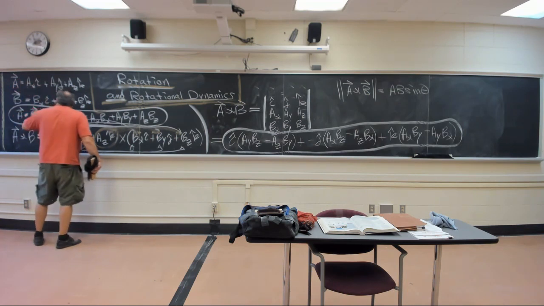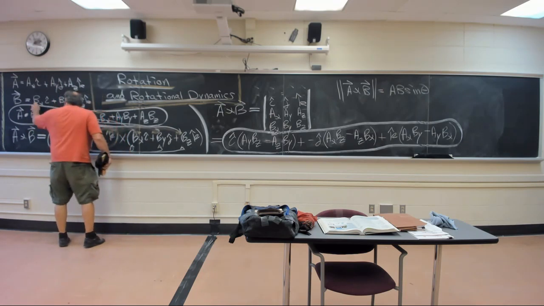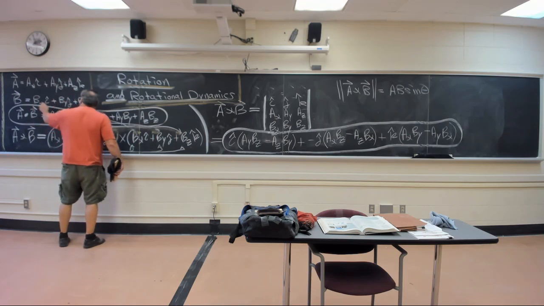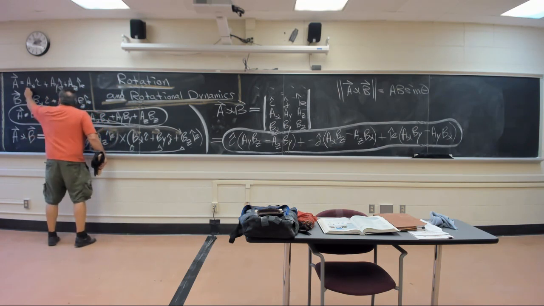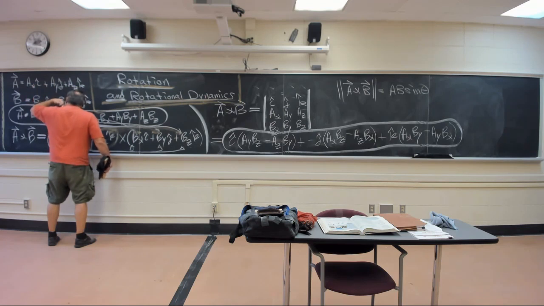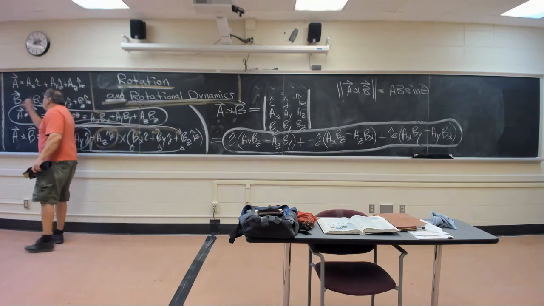Just call it A. Take B_x, square it. Take B_y, square it. Take B_z, square it. Ignore the i hat, j hat, k hat. Add them together, and then take the square root of that sum. The square root of the sum of A_x squared, A_y squared, A_z squared is the magnitude of A. The square root of the sum of B_x squared, B_y squared, B_z squared is the magnitude of B.